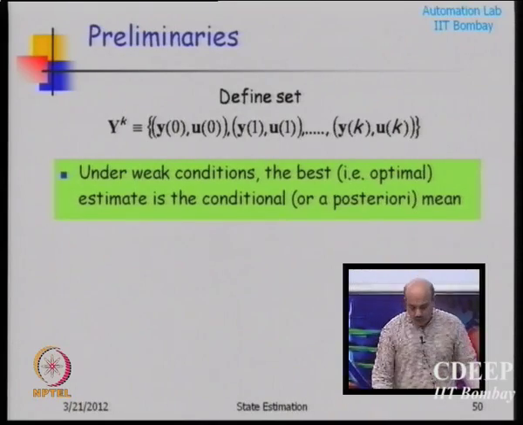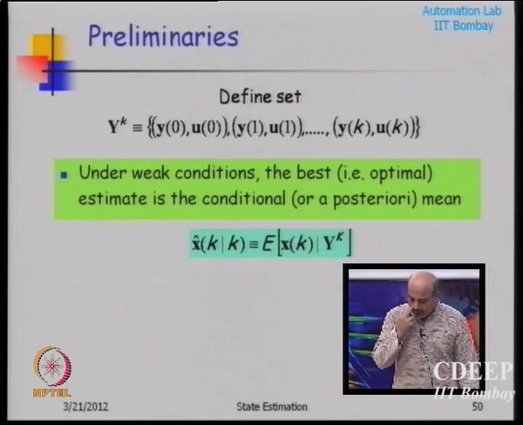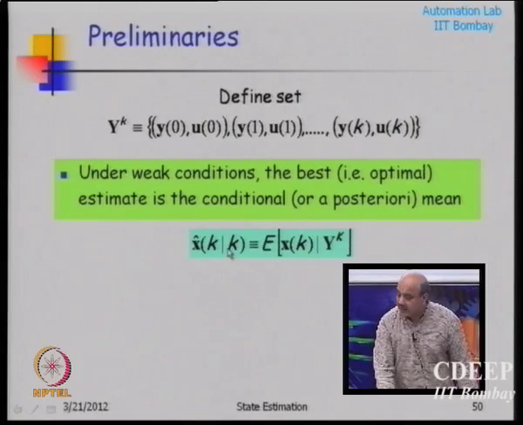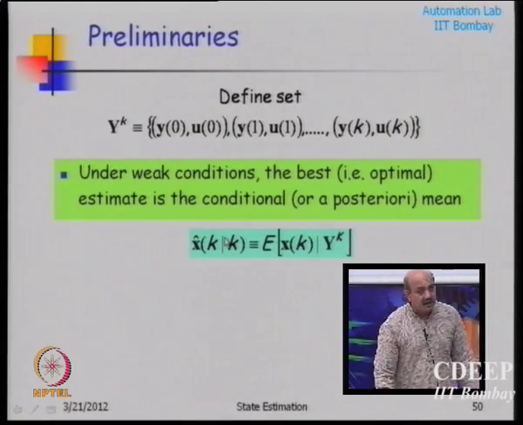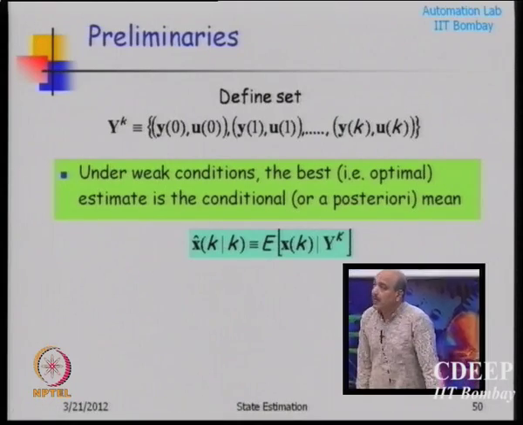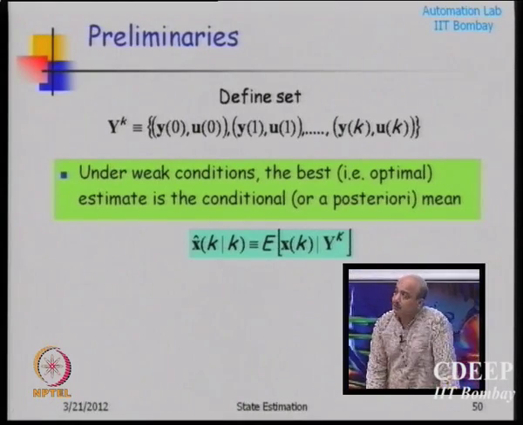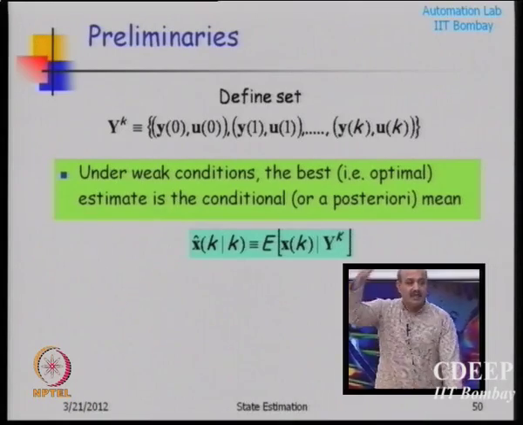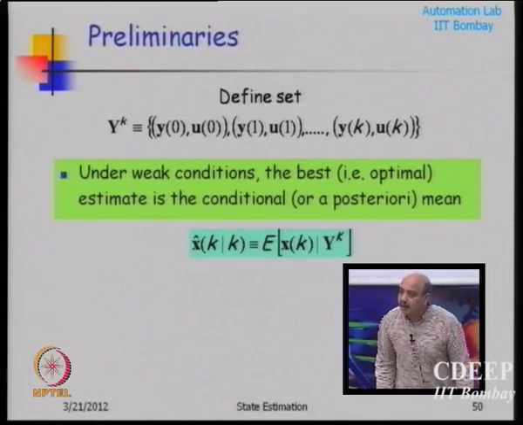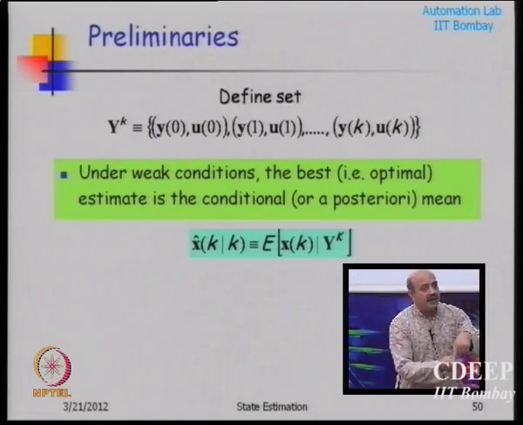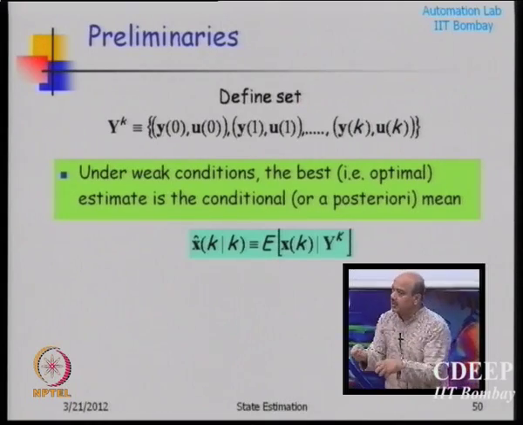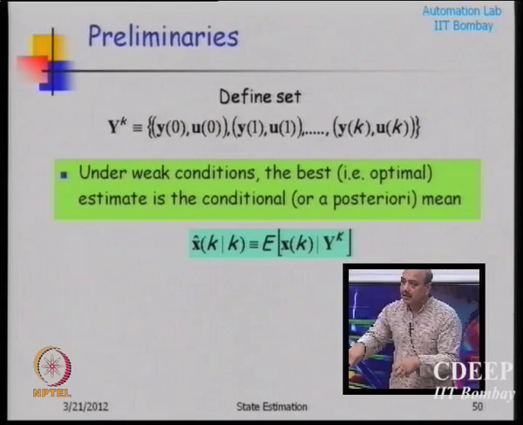Okay, so what you can show is that this estimate of x will be a function of both wk and vk. Why is it a function of wk? Because wk is affecting the state dynamics. Why is it a function of vk? Because we have a feedback correction coming in. In the observer I have a feedback correction which is based on the measurement.